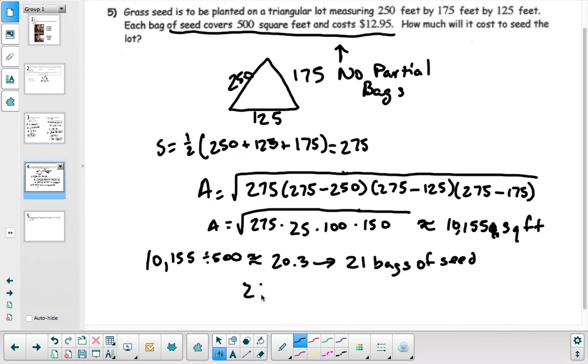And 21 times the cost per bag will tell us the final price, which should be $271.95.